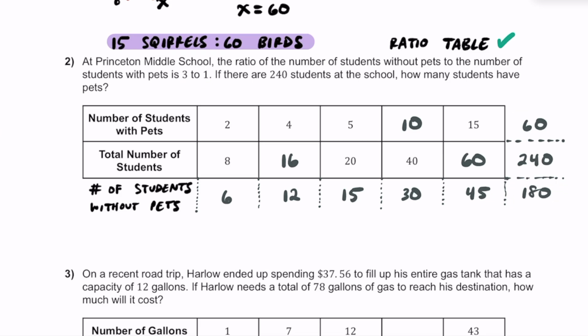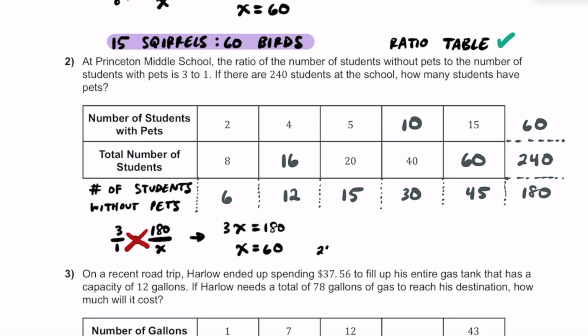So to set up this proportion, we knew there was a 3 to 1 ratio of students without pets to students with pets. So if we wanted to figure out how many students have pets, we were to figure out rather that there were 180 students without pets. So then how many of them would have pets here? Well, you could just go ahead and use cross products if you'd like to. So 3 times x is going to be 3x, and then 1 times 180 is just 180. If you divide both sides by 3, say x is equal to 60.